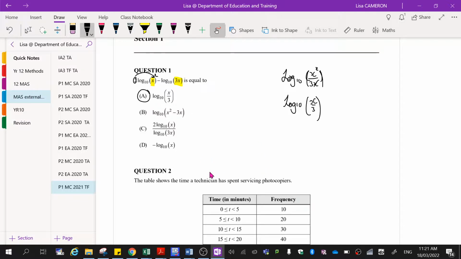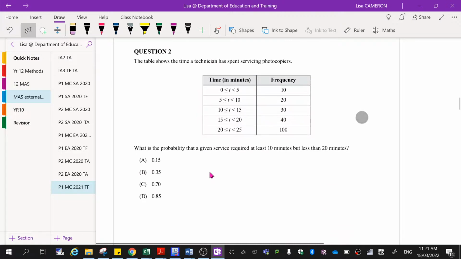Now for question 2, the table shows the time that a technician spent servicing photocopiers. What is the probability that a given service required at least 10 minutes, but less than 20? So if I'm hiring someone to do a job and I say you need to be here for at least 10 minutes, that means the least amount of time you can be there is 10. But you have to be there for less than 20, means you're not including the 20.